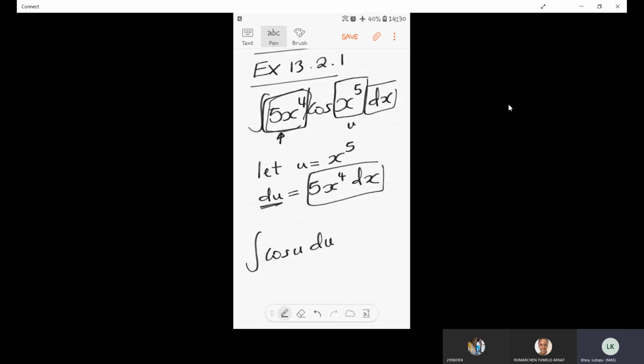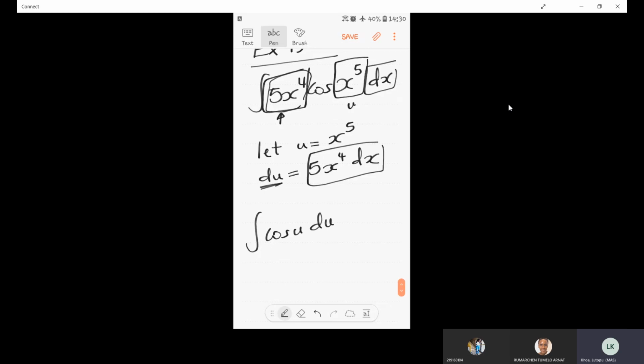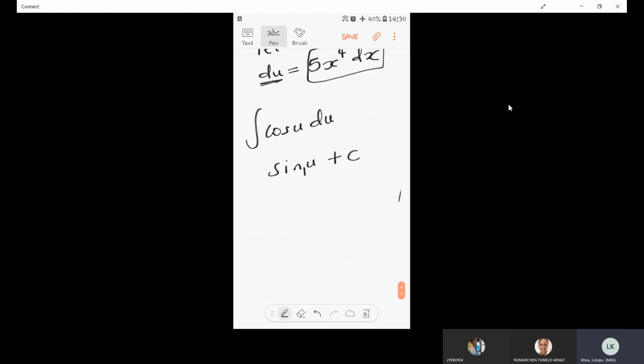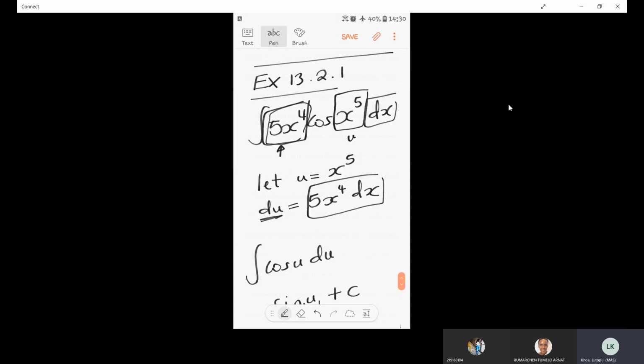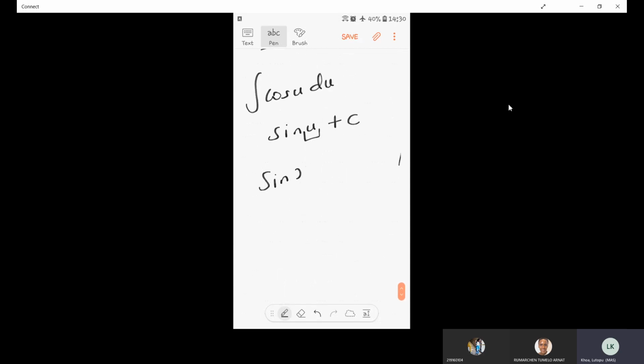So the integral of cos u du, I'm just asking what function I need to differentiate in order to get cos u, and that is just sine of u plus c. So when I differentiate sine of u plus c, I get cos of u, and then I put back the value of u. So this is sine, my u over here was x to the power of 5, so I have sine of x to the power of 5 plus c.